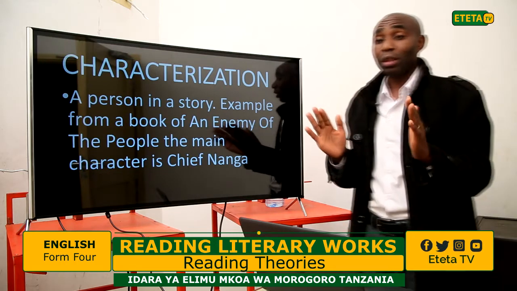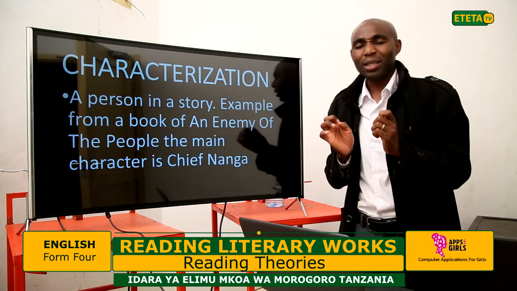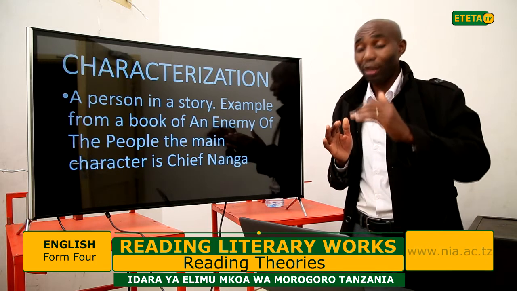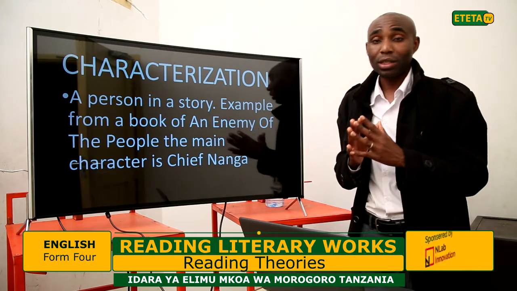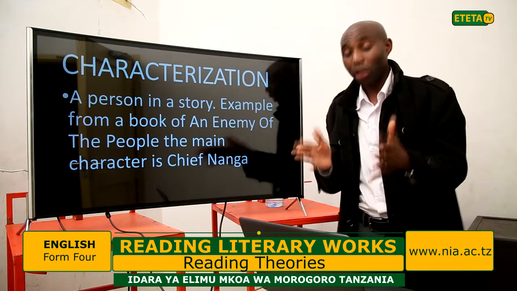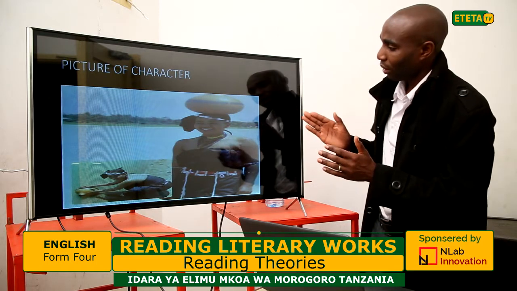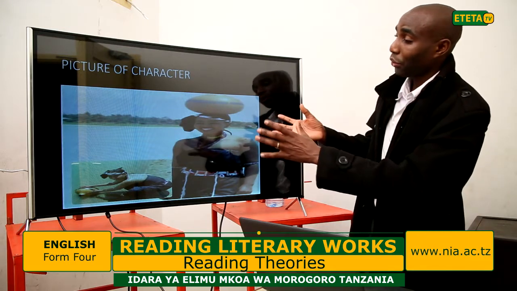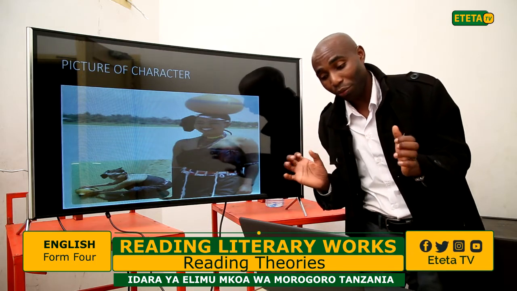Or maybe once you read the poem written by Okot p'Bitek in Uganda, there are two characters called Lawino and Ocol. Lawino tells about the African culture, while Ocol rejects the African culture in general. That is how a character or a person can be described within a book or within a poem. Now, my dear brothers and sisters, you see on the screen a beautiful picture of a girl. That is how characters should be shown or described within a book. Thank you very much.